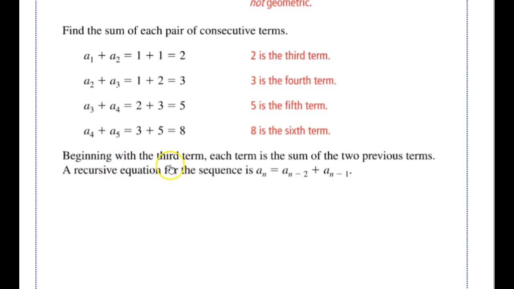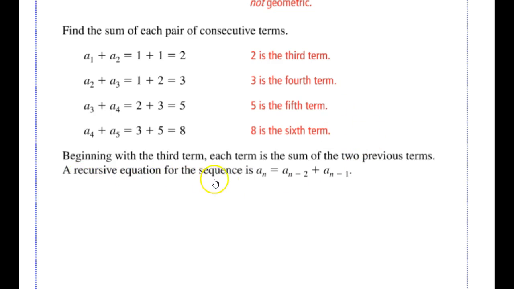So beginning with the third term, right here, each term is the sum of the 2 previous terms. To get the third term, I add 1 and 2, the first and the second. To get the fourth one, I add the second and the third. And I continue on and continue on.